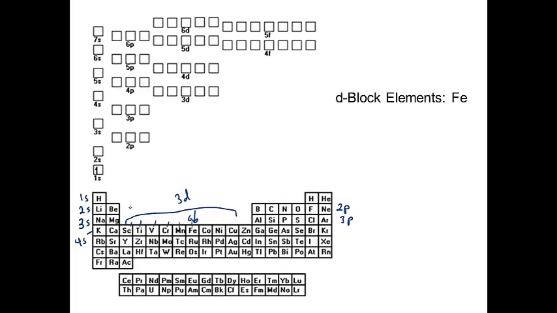So what we're going to do is fill up to the 3d subshell, and we're going to put 6 electrons in it. So we're filling up the 1s, the 2s, the 2p, which has 6 electrons, the 3s, the 3p, the 4s, and then for the 3d, we fill in 1, 2, 3, 4, 5, again following Hund's rule, and then the 6th electron goes there. So iron would have 4 unpaired electrons, and it would of course be paramagnetic.